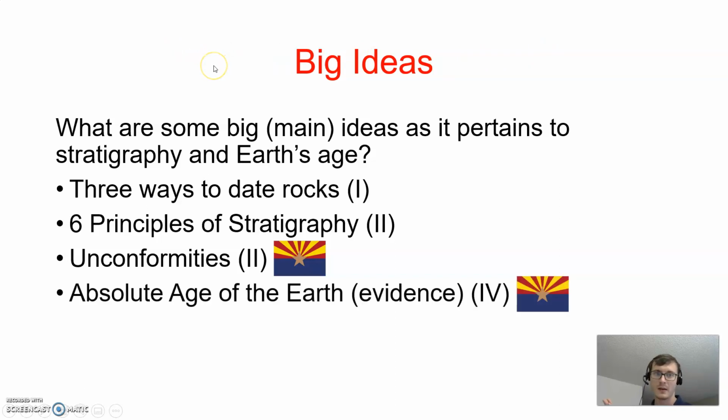And finally, how have we gotten this number for the absolute age of the Earth? What are the different ways we have looked at? What is the evidence that we have used to form this? That's all.